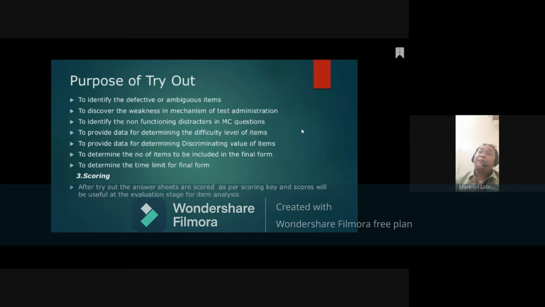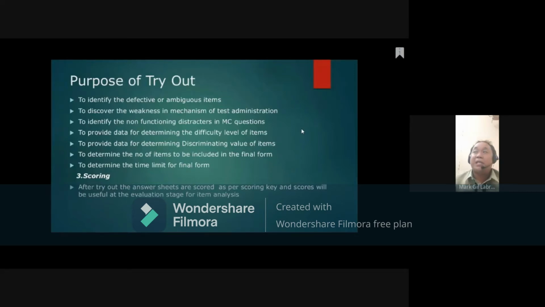Yung mga tryout, sometimes ginagawa din ito, for example, sa mga LET takers, PRC exam, bago ang examination, actually nag-try out sila, nag-practice sila. To identify the non-functioning distractors in MC questions, to provide data for determining the difficulty level of items, to provide data for determining discriminating value of items. Ano yung mga questions na hindi effective, okay, to determine the number of items to be included in the final form and to determine the time limit for final form.